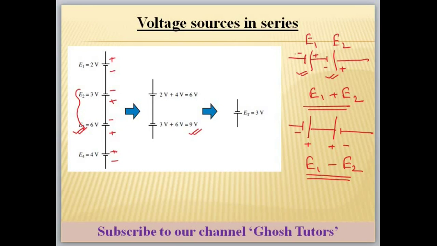Now here it is plus to minus, here also it is plus to minus. So these two are also in same polarity, so we can add 2 plus 4, 6 volt. Now in this you can see it is plus minus, it is minus plus. These two are in opposite polarity. So what will be the total EMF? We have to subtract: 9 minus 6, 3 volt. If the EMFs are in same polarity, you can add; if in opposite polarity, then you have to subtract. E1 minus E2, here it will be E1 plus E2.